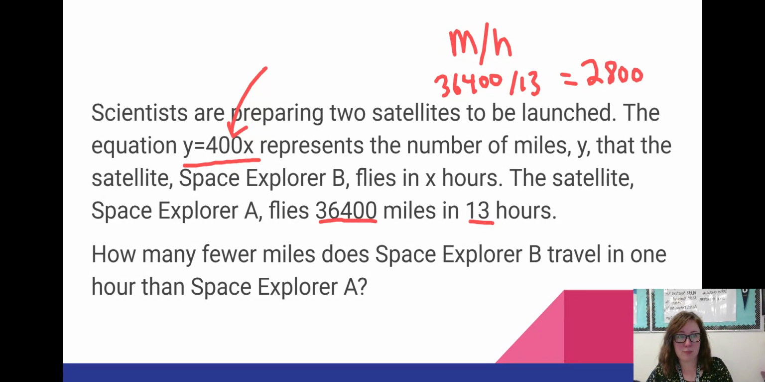2,800. The question is, how many fewer miles? So really it's asking what's the difference. So we can just subtract 2,800 minus 400, which is 2,400.